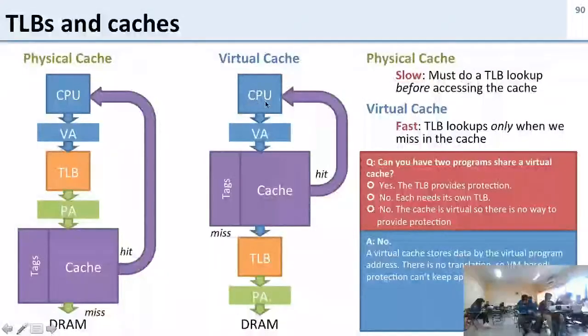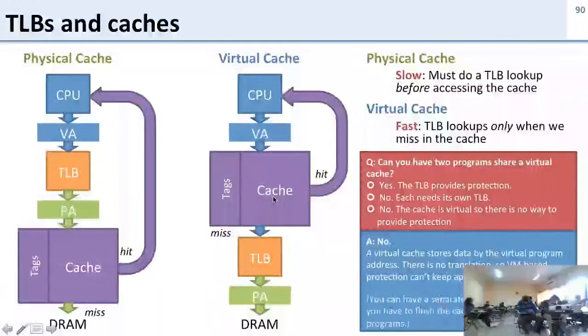So if program 1 accesses address 1000, that's a virtual address, it'll go look up address 1000 in the cache, and if program 2 runs on the CPU and accesses virtual address 1000, it'll also find virtual address 1000 in the cache. Because there's no translation before I access the data in the cache, there's no way to keep the applications apart. So this is the problem with a virtual cache.